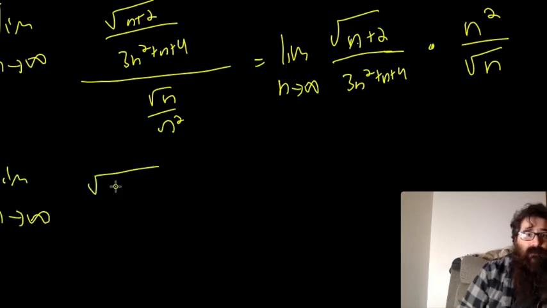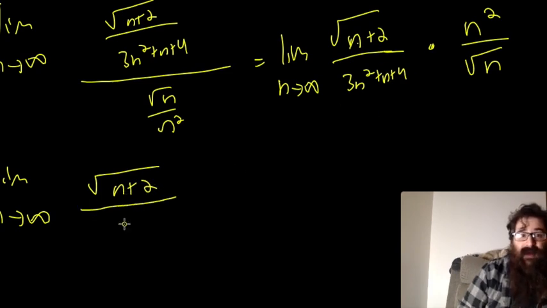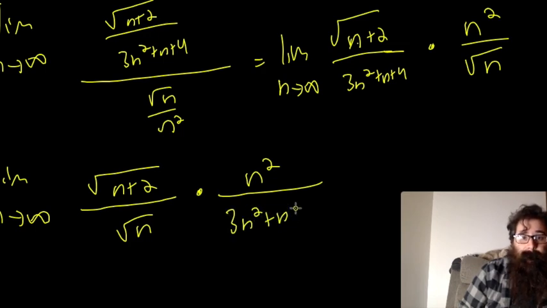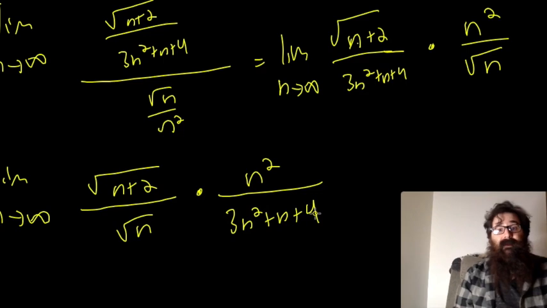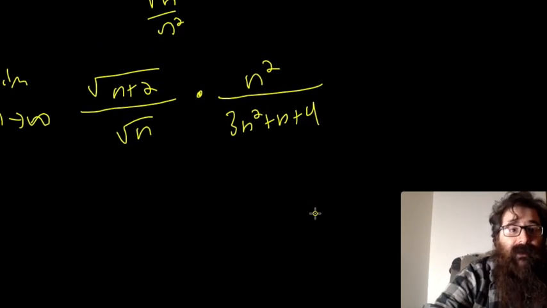So I'm going to keep radical n plus 2 on top, but then I'm going to bring radical n over. I'm going to trade it over, and then times, here I have n squared on top. I'm going to bring this 3n squared plus n plus 4 over. And let's see if we can't start simplifying.